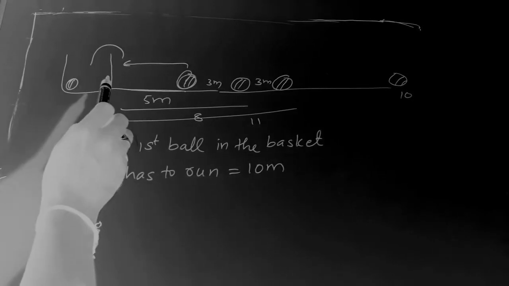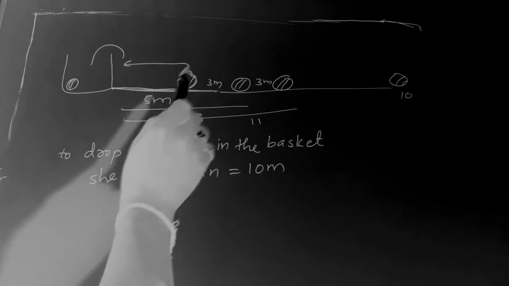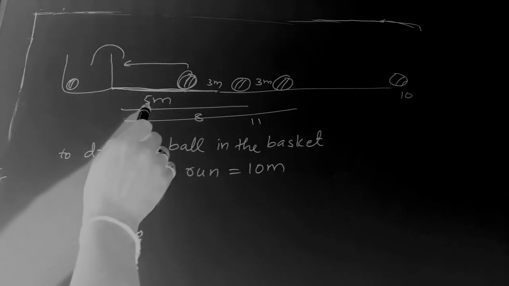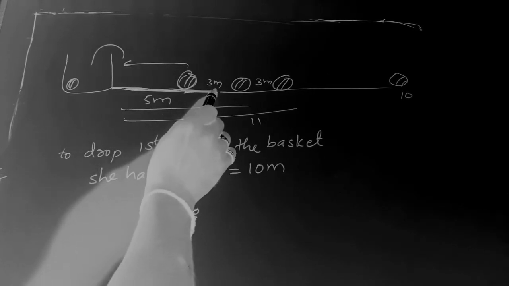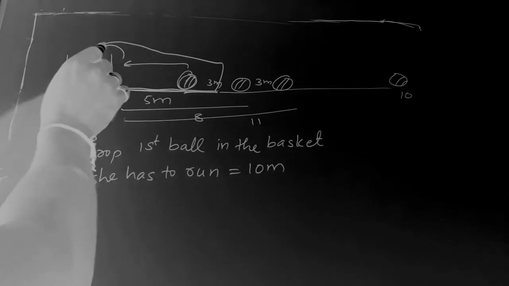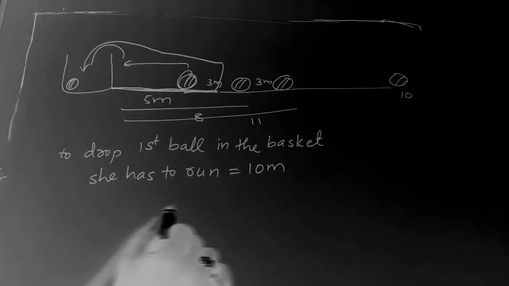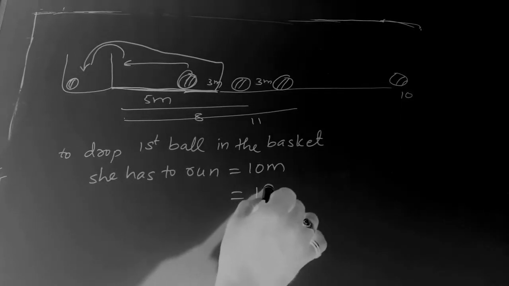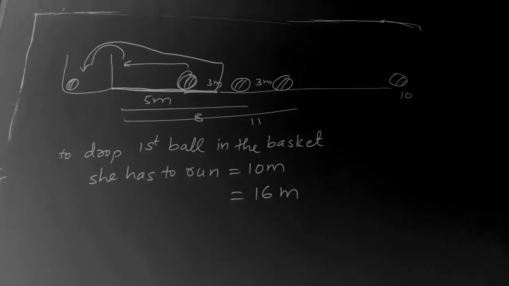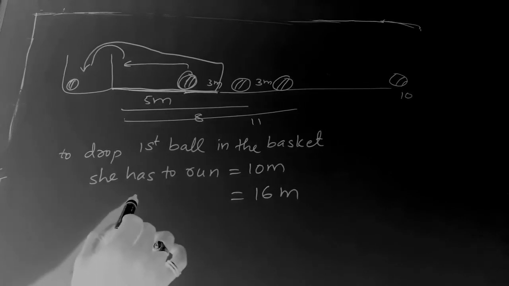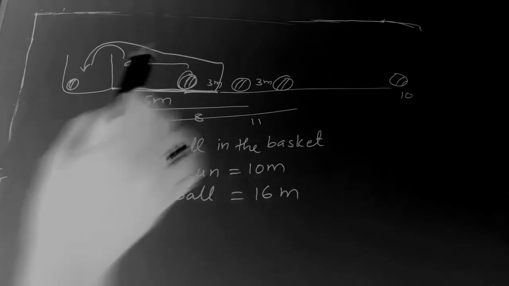Next you see again she has to start from the basket moving towards the second ball. So what is the distance? 5 up to the first ball. Here the distance is 3. 5 plus 3 is 8. Again she is coming back towards the basket. So 8 plus 8 is nothing but 16 meters to drop the second ball. For second ball, she has to run 16 meters.